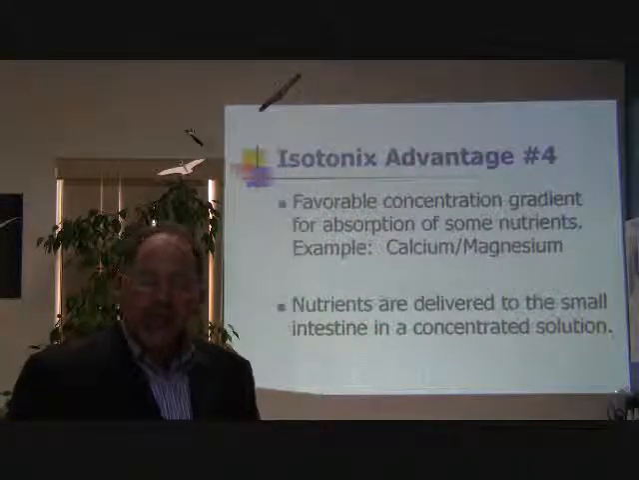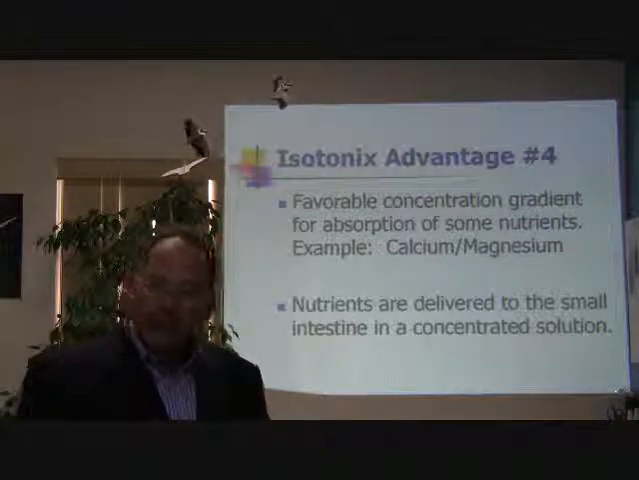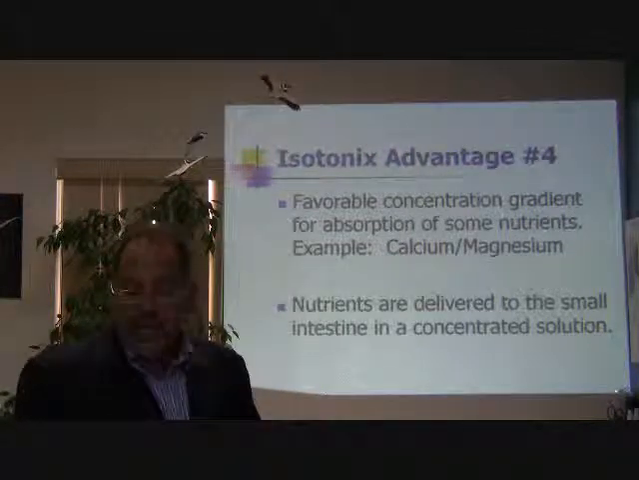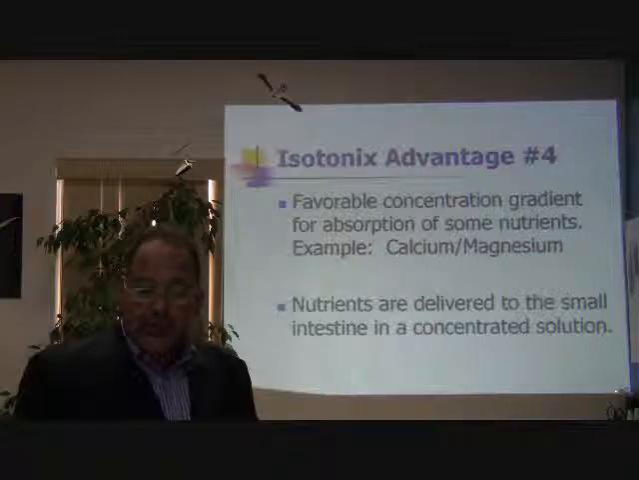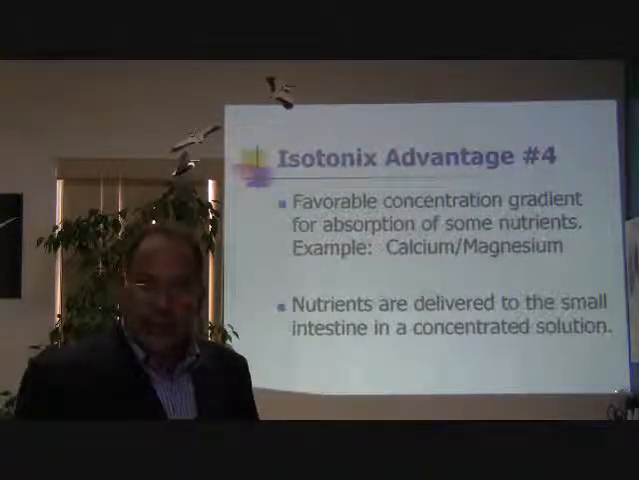So the isotonic advantage number 4 is a favorable concentration gradient for absorption of nutrients. For example, calcium and magnesium. Nutrients are delivered to the small intestine in a concentrated solution.